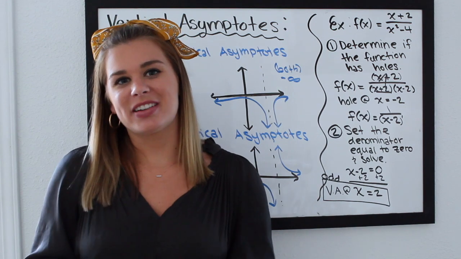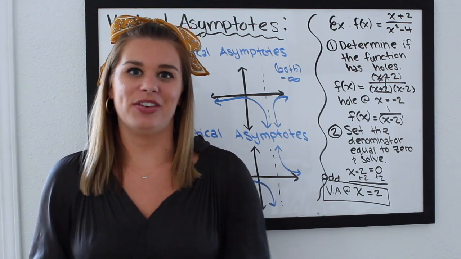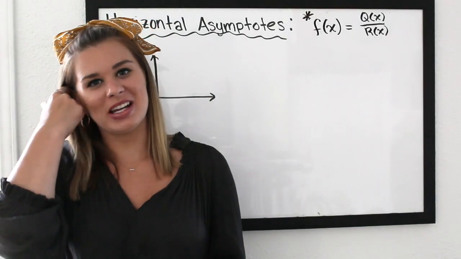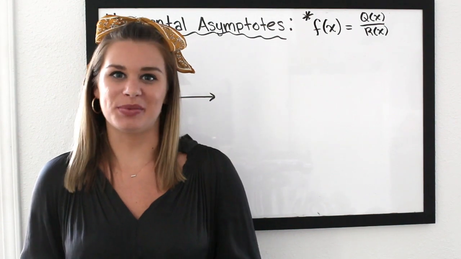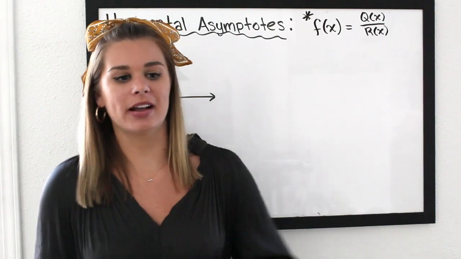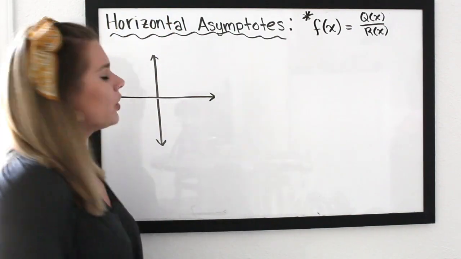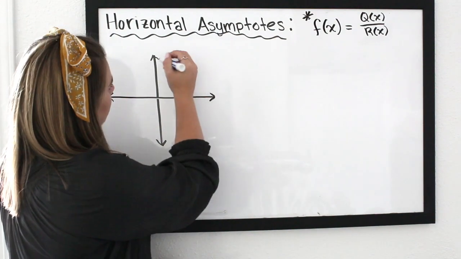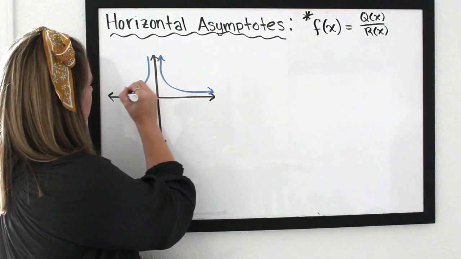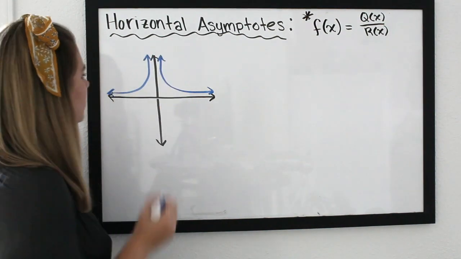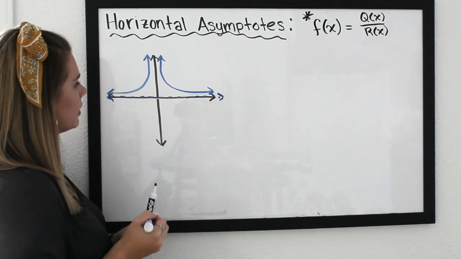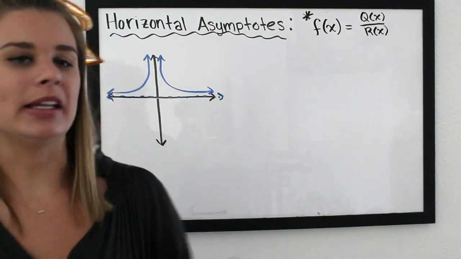Okay, so up next we are going to learn how to determine if a graph has any horizontal asymptotes. So the last characteristic that we are going to cover are horizontal asymptotes. So first, let me just show you what a horizontal asymptote looks like on a graph. So you could have something like this. Okay, and our horizontal asymptote would be right here. Okay, so what is happening here?